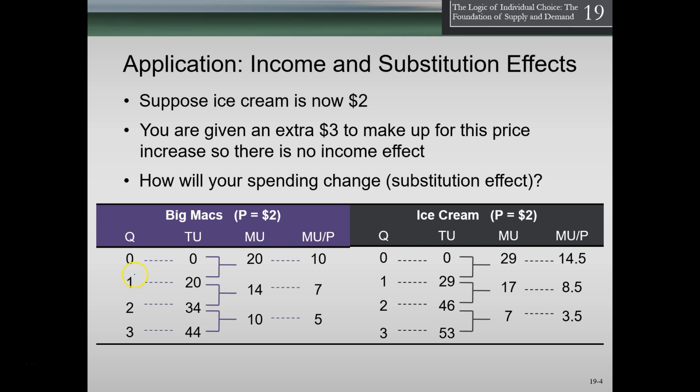Remember how we're going to rationalize this. We have a quantity here, and then of course we have the total utility of 0. If we went from 0 to 1 in terms of Big Macs, and that was our only thing that we could buy, then our total utility goes up to 20. That means our marginal utility went from 0 to 20, a change of 20, and that means our marginal utility divided by the price, because we're always making the calculation at the margin, is $10. And then if we go from 1 to 2, we're at 34 total utility.